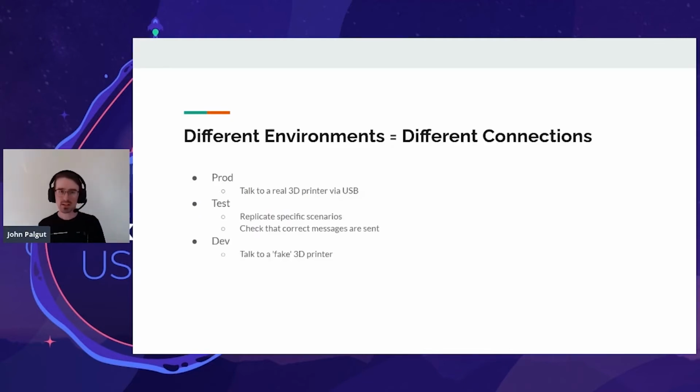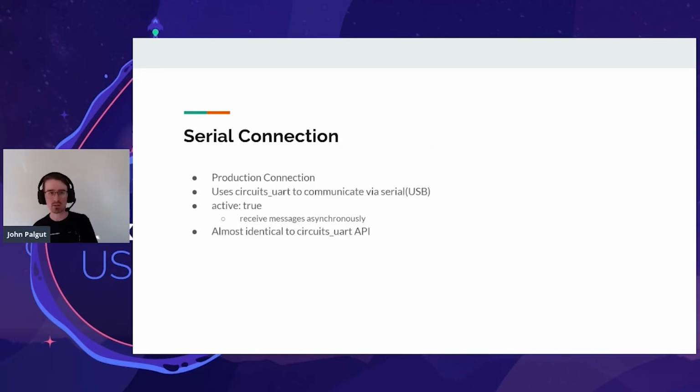And again, in different environments, they have different needs, right? So in production, we're going to want to talk to a real 3D printer. That's what our connection is going to do. But in test, we maybe want to replicate error scenarios or check that correct messages are sent. And in development, it'd be ideal if we could mimic a real 3D printer as closely as possible. So we're going to talk a little bit about the different connections that I built to work with this project. And first up is the serial connection.